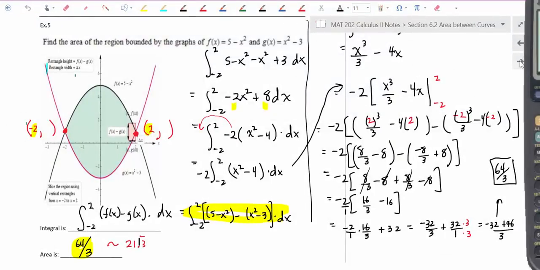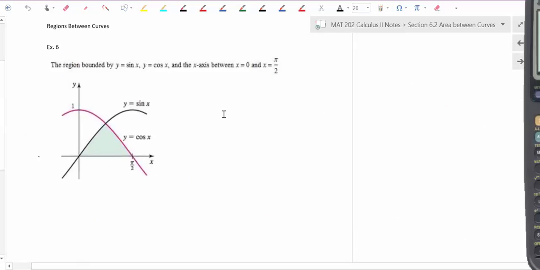I'm going to go on to example 5. The next one I'm going to look at is example 6. And this one you have 2 trigonometric functions. Okay, so with this one, we're going to be finding this area under the curve bound by 2 functions. So the sine wave is the black curve right there. The cosine curve is the one that's represented in red. And we're going to integrate from these 2 points right here.